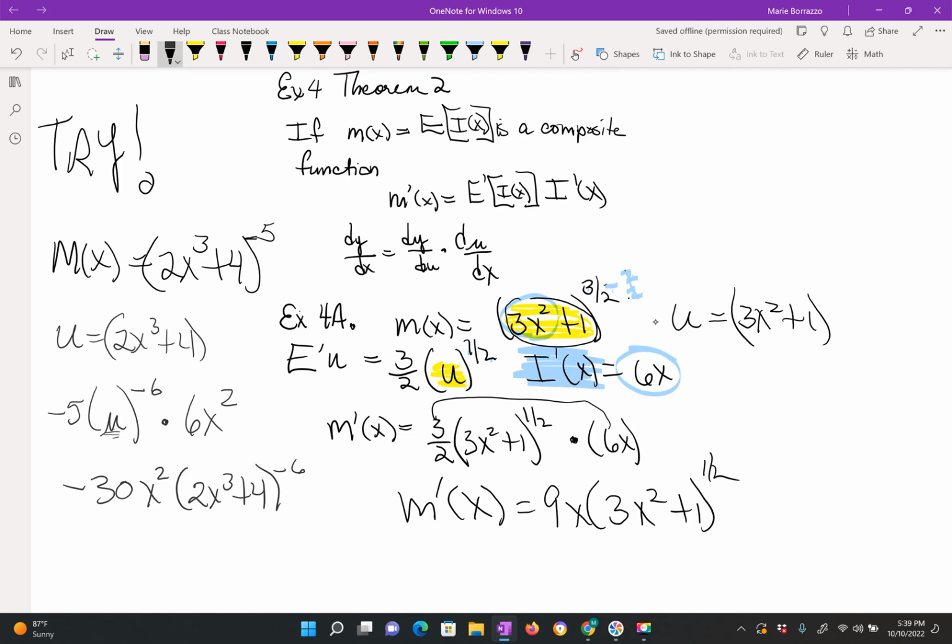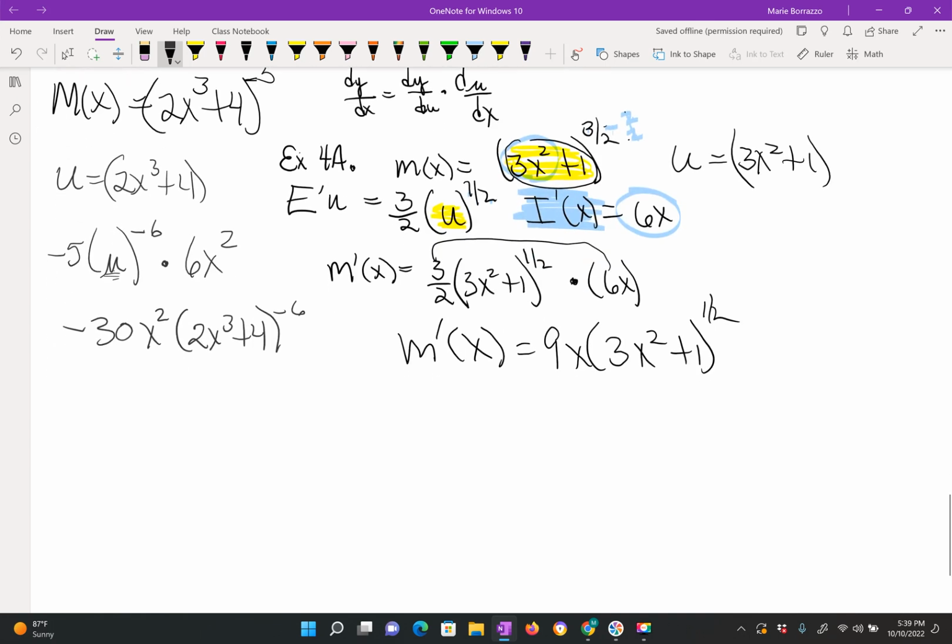Okay. That's it. Now it would be incorrect if you were to drop down the... Oh, you can drop it down, sure. Yeah, we can make this negative 30x squared over positive 2x cubed plus 4, all of this raised to the 6th power. Absolutely.